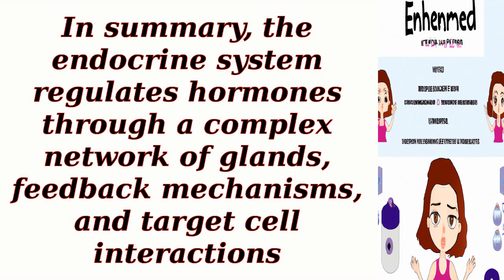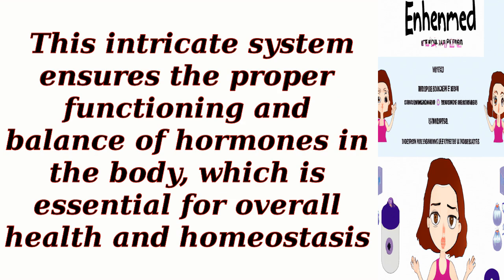In summary, the endocrine system regulates hormones through a complex network of glands, feedback mechanisms, and target cell interactions. This intricate system ensures the proper functioning and balance of hormones in the body, which is essential for overall health and homeostasis.